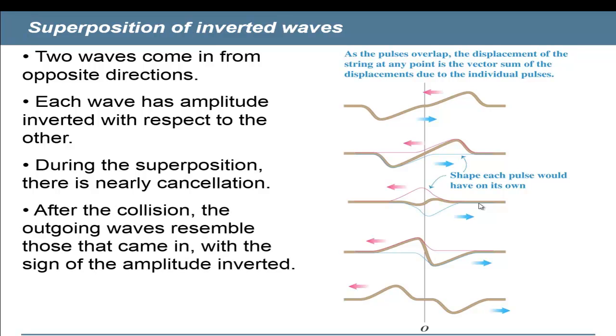And then after the collision, the outgoing waves resemble those that came in, but the sign is inverted, right? If I were just to take this as my center line, I'm just looking at the right side here, then this one had a positive position above equilibrium here, and then on its way out had a negative position. It's really just this wave kind of coming through. The wave going to the right is still going to the right down here, but it looks like it got flipped there.